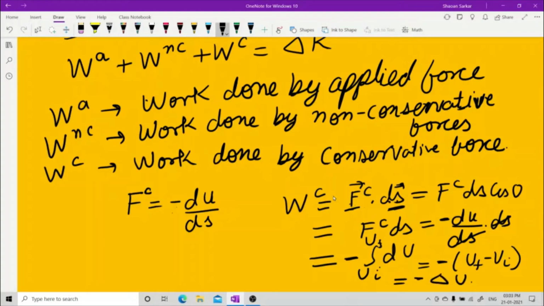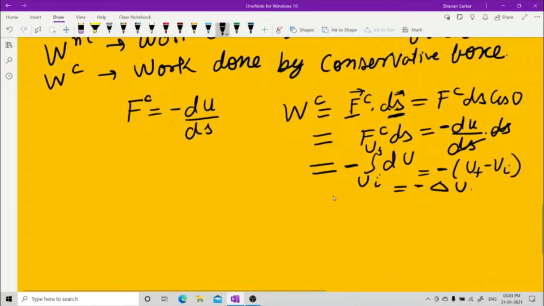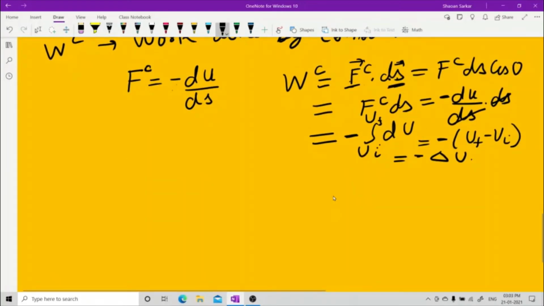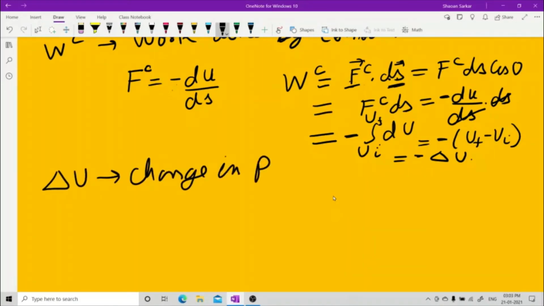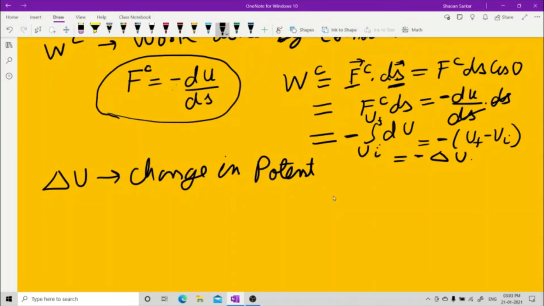This delta U means change in potential energy. Because I told you once that the force can be derived from the potential energy in a conservative force field. I told you in the last video.